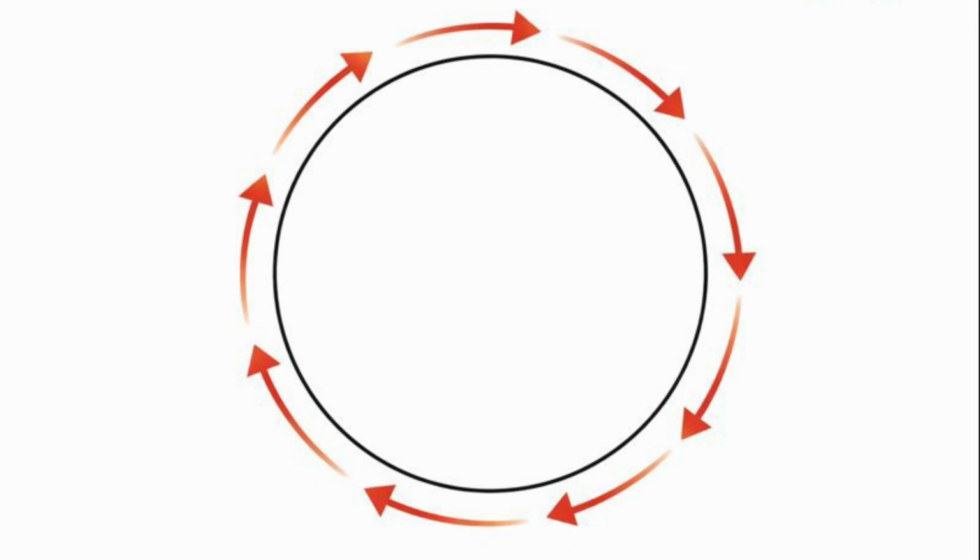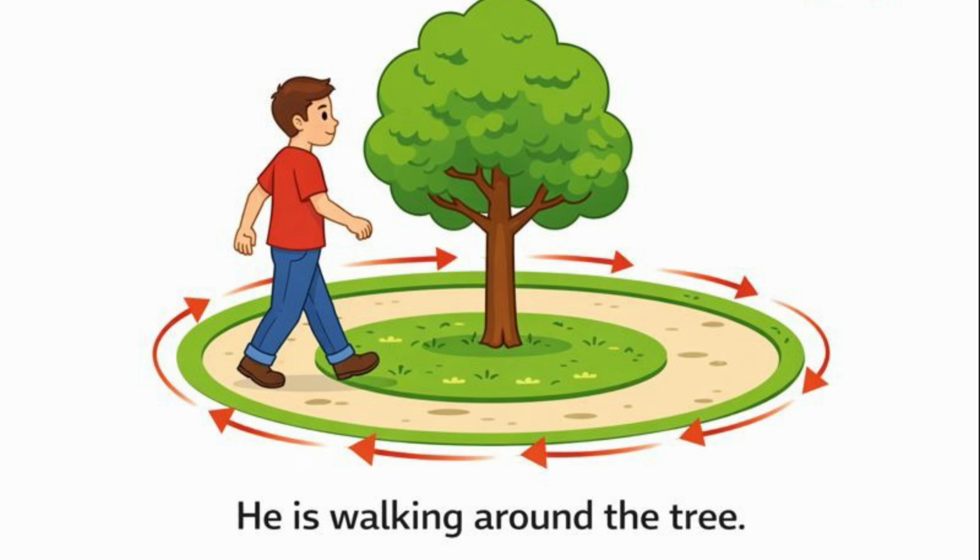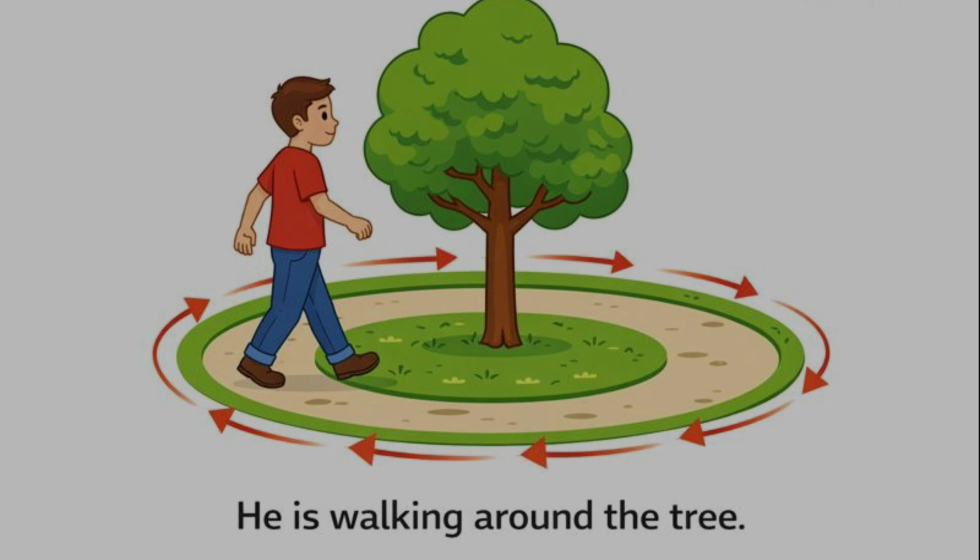Around or round means surrounding something or moving in a circular path. It focuses on going all the way around an object, not just beside it. For example, he is walking around the tree. This shows movement that goes all the way around the tree.